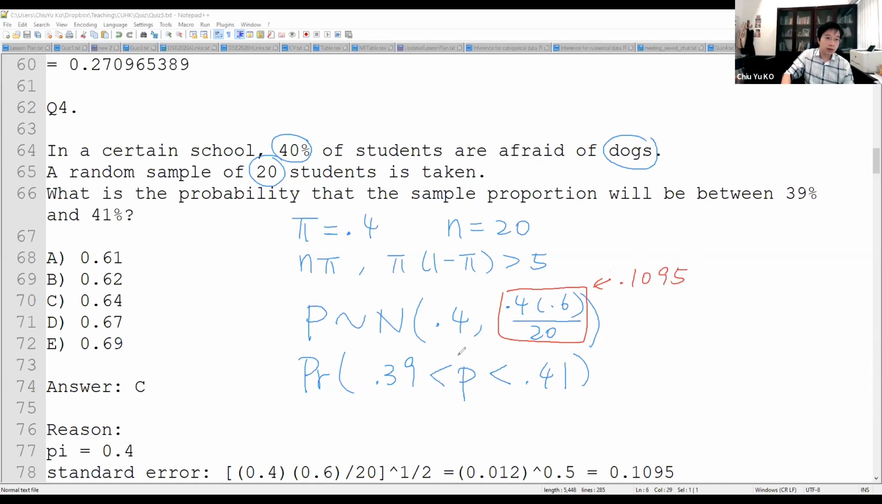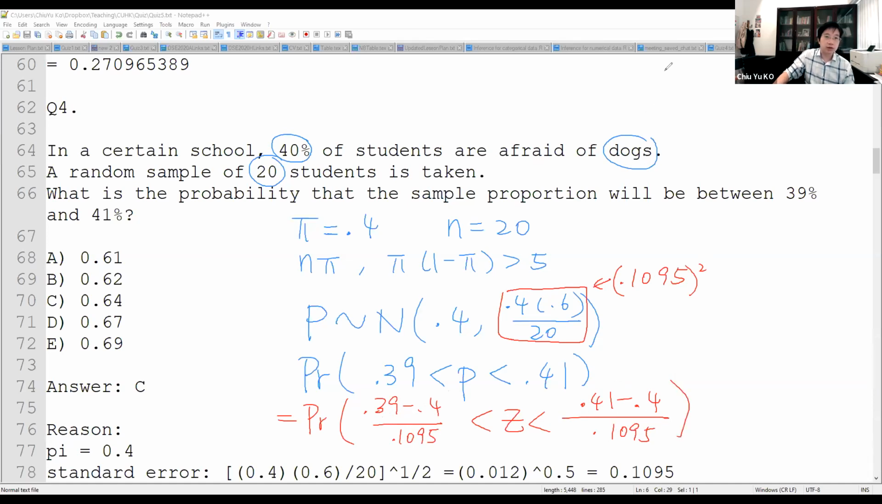0.1095. Okay, so that means what we have is z is 0.41 minus 0.4 over 0.1095, square root. And the other one is 0.39 minus 0.4 over 0.1095. Using the same method we have just shown, we can calculate the answer.